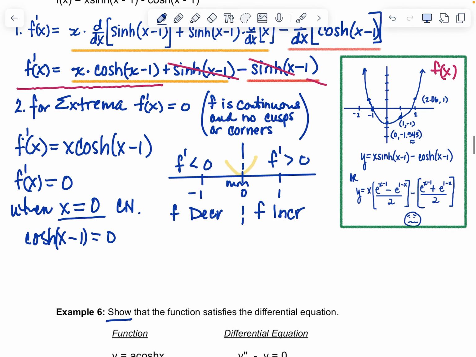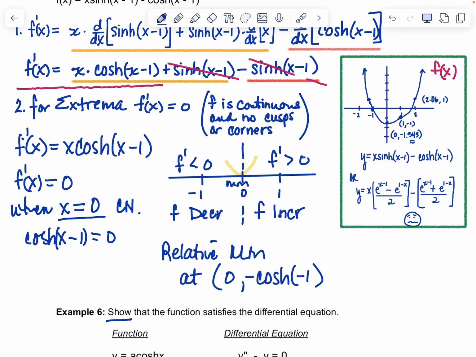So as it turns out, we have a relative minimum, a relative min, we call it, at the point when x is equal to 0, but then y is equal to negative cosh of negative 1, I think, when you plug it in, because your function turns out, we have 0 times sinh of x minus 1, and then we just have minus cosh, so there's your point. So we have a relative minimum there at x equal to 0, and that is our point, okay? Whatever this is. Okay, and I don't have a function value for that, but you can get that easily.